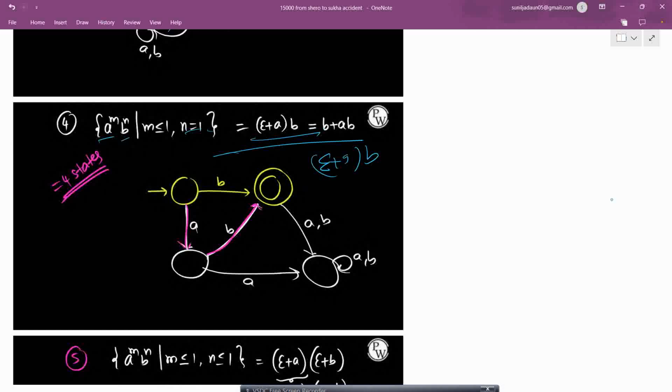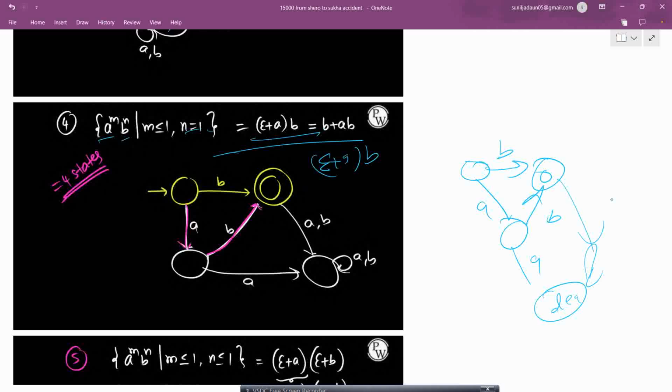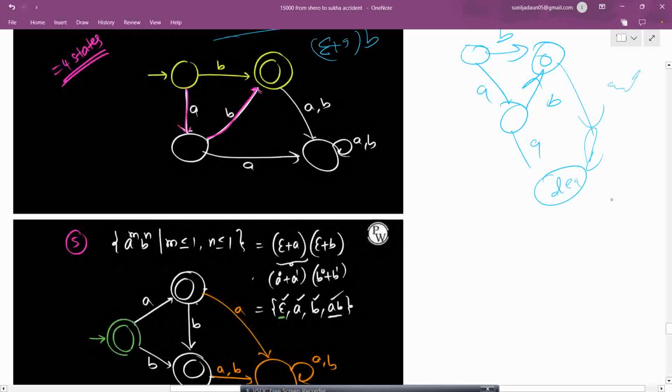Epsilon plus a plus b, and then final state would be at least b is the minimum, and if it is null b, if it is a here, then go to this state. If it is b here, we will go to final. If it is again a, we go to dead state, and from here, if it is a, we will also go to dead state. Yeah, this is the case.